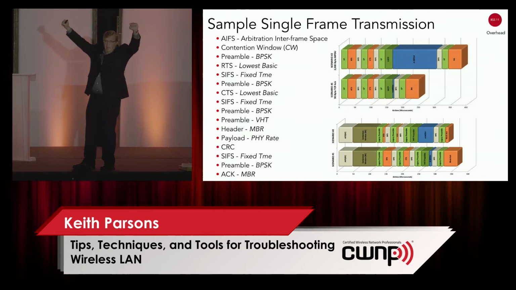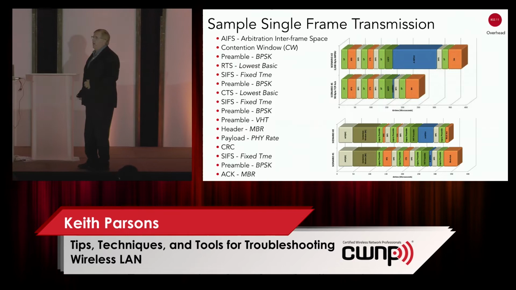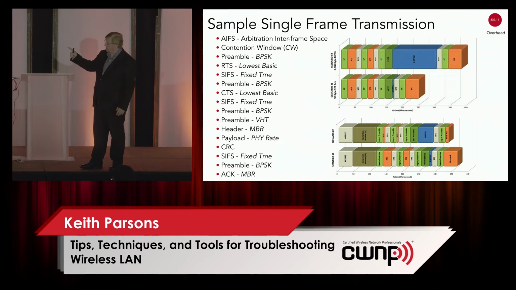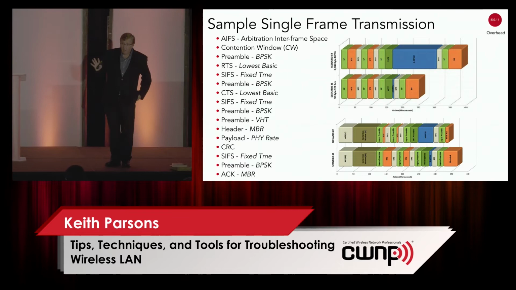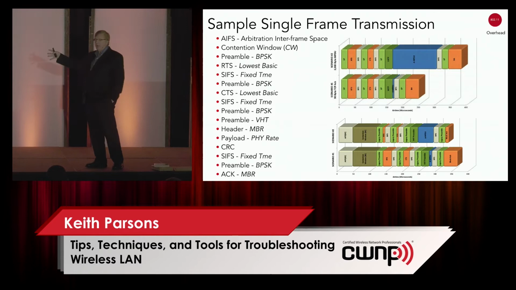So when people go, yeah, I want to go really fast. I want to go not 300 meg. I want to go 600 meg. Really? You made the little blue thing go a little bit smaller. All the rest is still there. What gives me hope, though, is this extremely heavily weighted toward overhead model that we live in Wi-Fi.